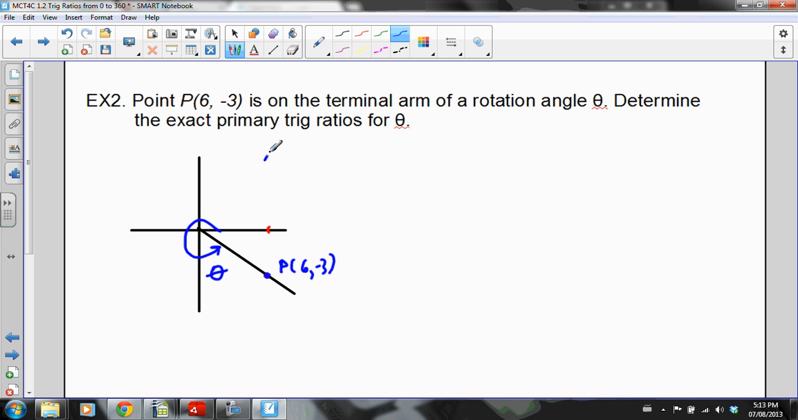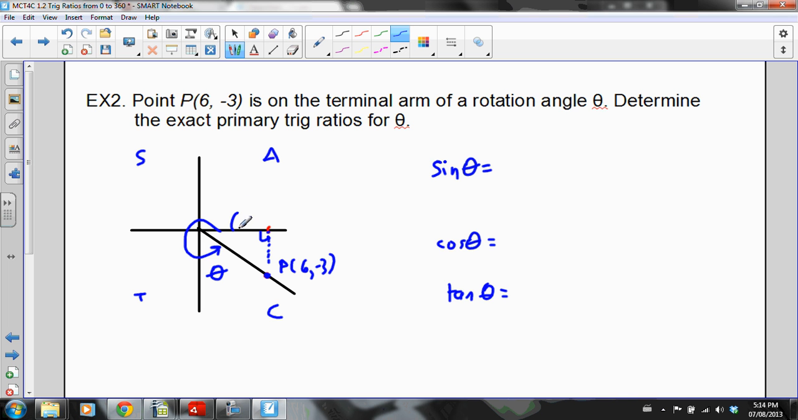So by the CAST rule, or the All Students Take Calculus rule, we should know that only the cosine is going to be positive for this angle theta. Okay, and we'll see that that's in fact the case. All right, let's write them down. Sine theta equals, cos theta equals, tan theta equals. Well, this isn't one of our special triangles, I don't think.